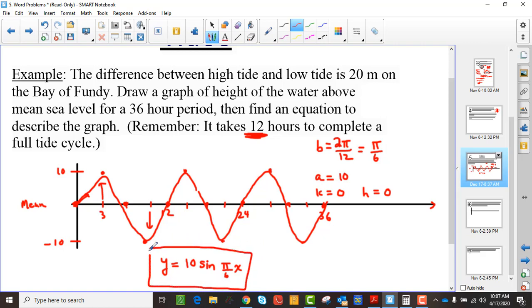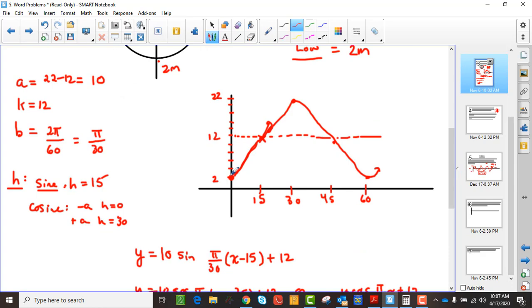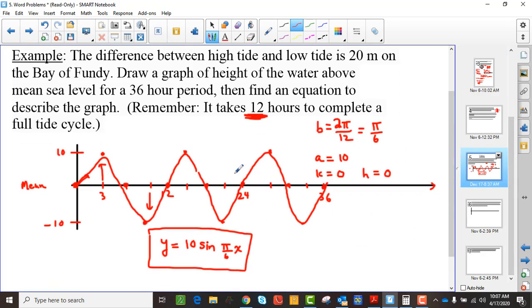Okay, and that's how we would do that. Now the difference here, if you jump back to the Ferris wheels, we were doing height above the ground, right? So you notice the lowest point is still above the ground. This graph asks you about mean sea level. So it's the reference point that has changed. And sometimes it happens with Ferris wheels too. You'll be asked to draw it from the center of rotation. So you really just have to be careful what your midpoint is, or what the middle is.